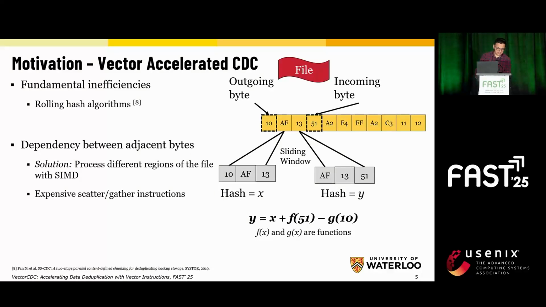To work around this, the paper I just talked about processes different regions of the file using one SIMD instruction. But to do this, they need to resort to using expensive scatter and gather instructions, which causes the low speedups I just showed you in the previous slide. So what do we do differently?